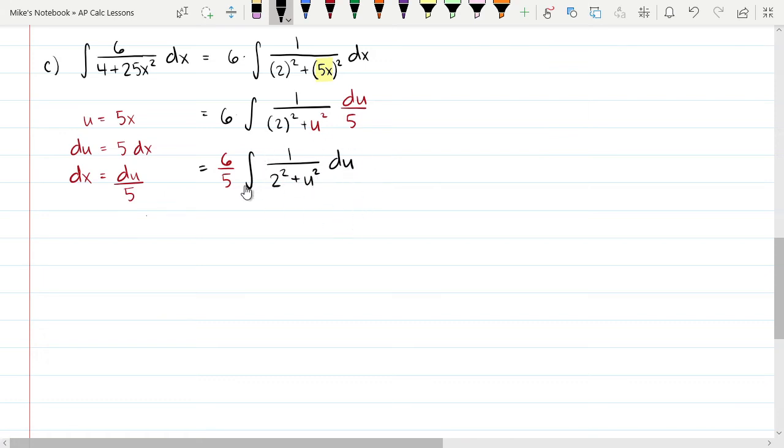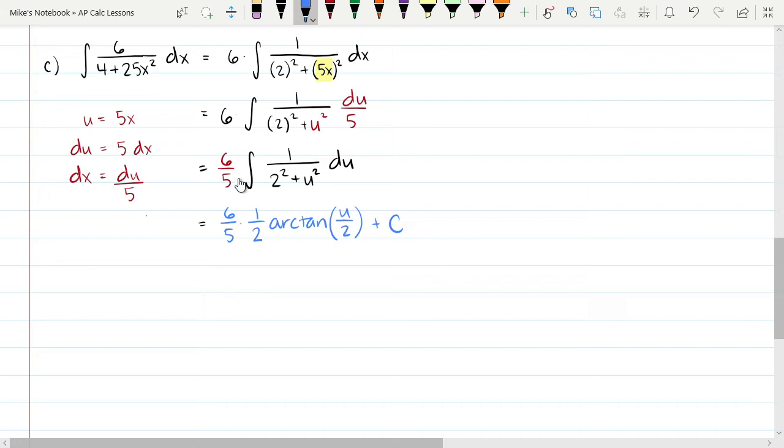And now our integral matches exactly what we want for inverse tangent. So this now becomes, when we integrate, 6/5, which was already there, times, now remember, for arctangent, this has that additional 1 over a factor in front. So it's going to be 1 over 2, because 2 is our a, times the arctangent, or inverse tangent, of u over a, so u over 2, plus c.